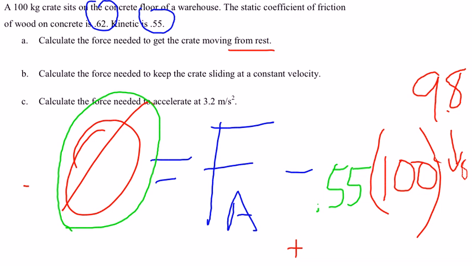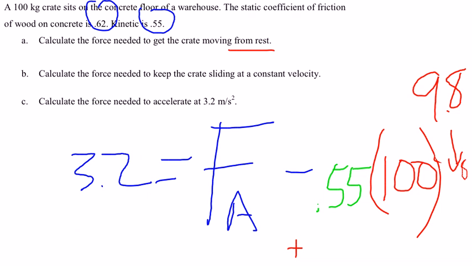What about C? Well, the only thing different with C is now, instead of an acceleration of 0, we have an acceleration of 3.2. So we have acceleration of 3.2, and we have our mass, which is going to be 100 again. So we have 100 times 3.2 is equal to force applied minus the other side. It is going to be moving.